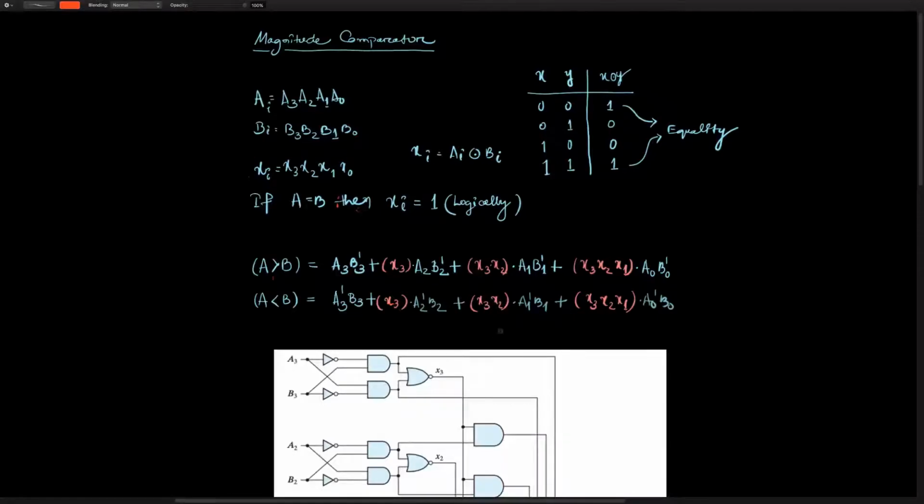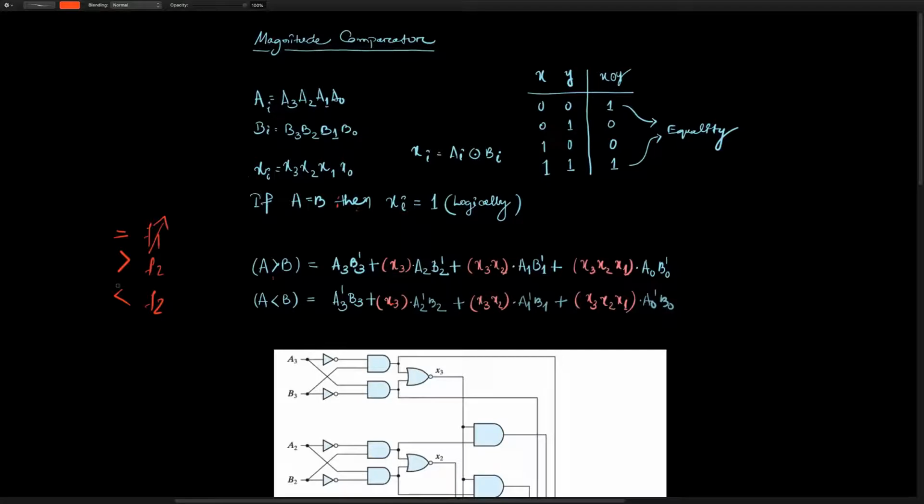Magnitude comparator. Now a magnitude comparator compares two given binary numbers on three basic levels: equality, greater than, and smaller than. These are the three things, and we need three functions to implement each. Whenever one of them is true, that particular function goes as 1.